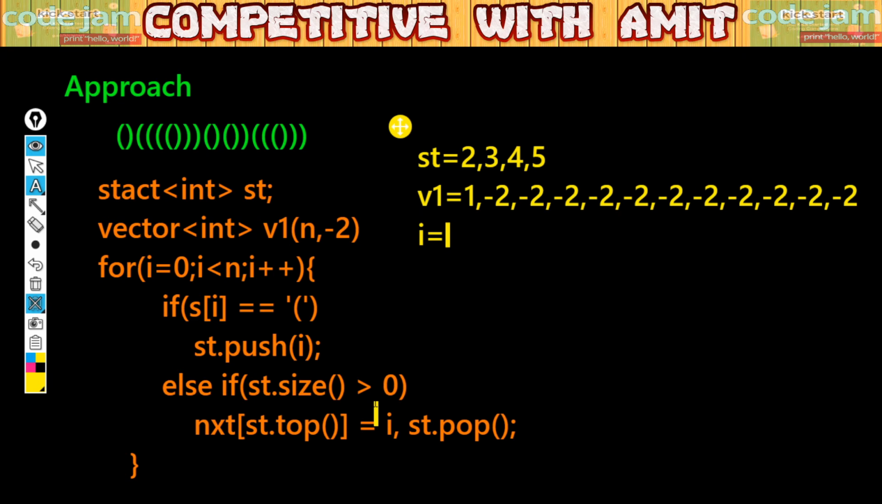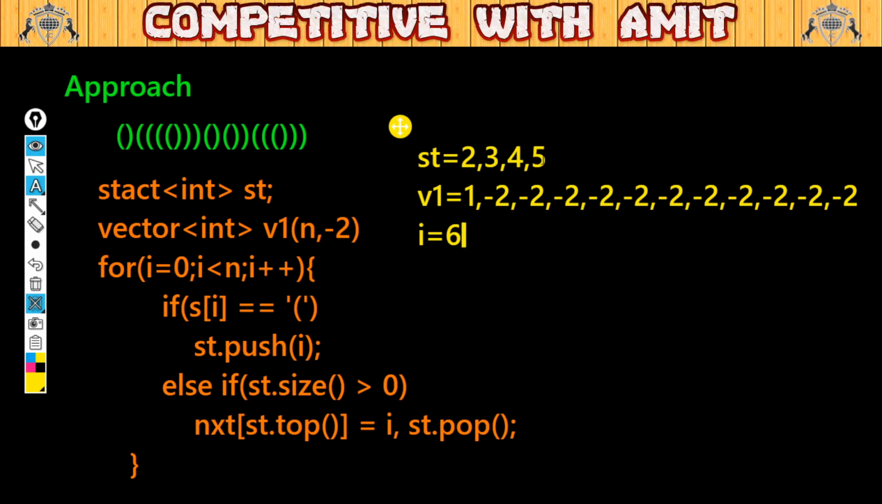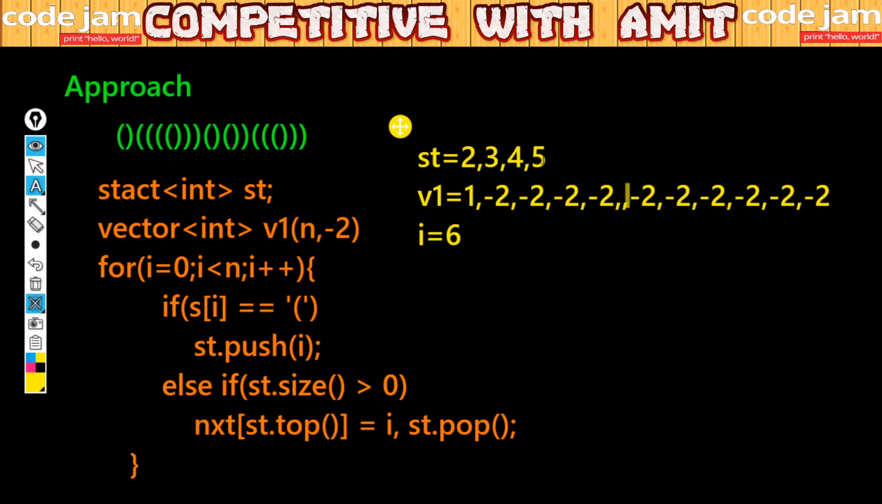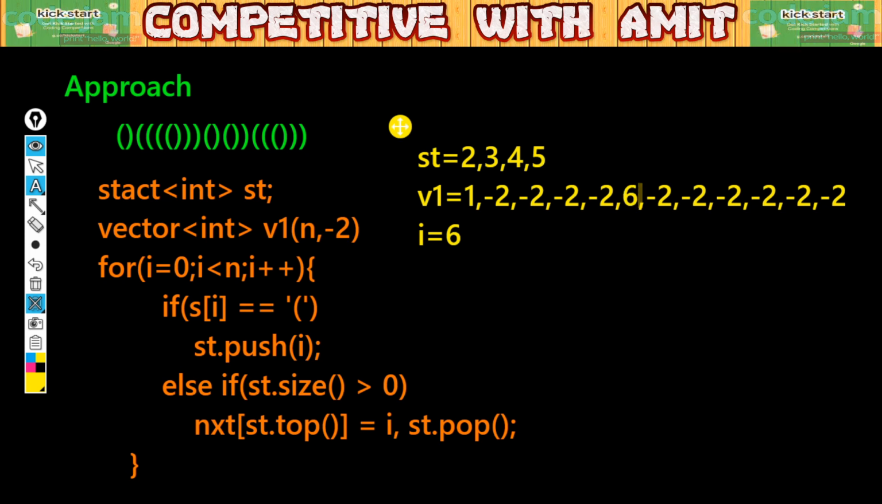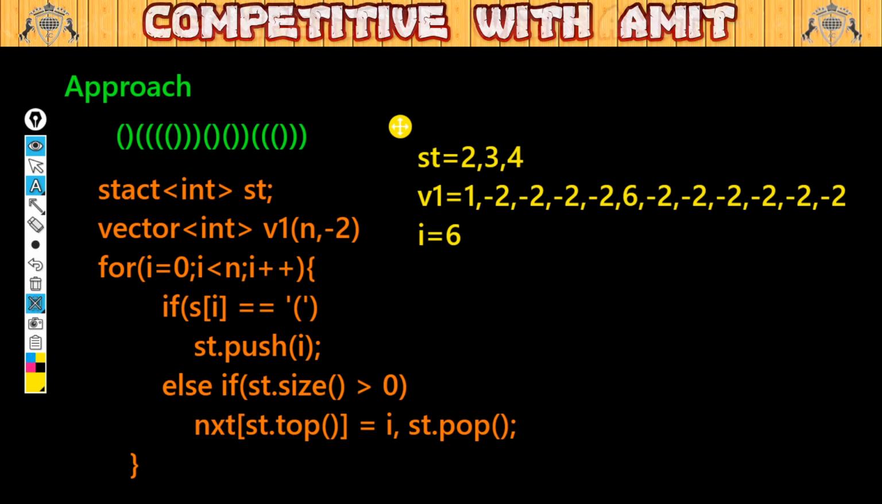Now 6 comes. Now at the 6th index we have a closing bracket. Again this will be iterated, the top will be pushed back, the 5, so 4th index, first, second, third, so the 5th index will be updated by 6. Now again 5 will be popped back, or sorry, popped.